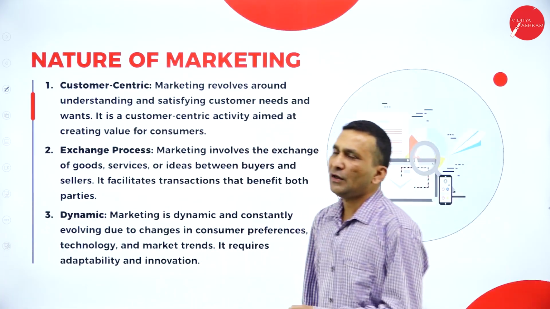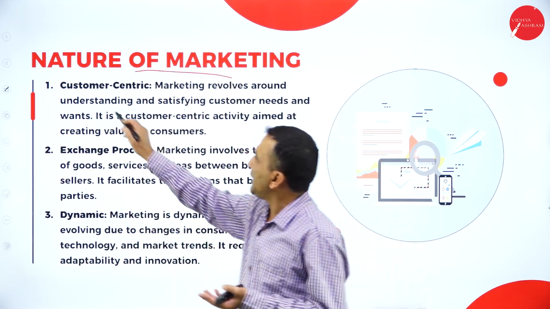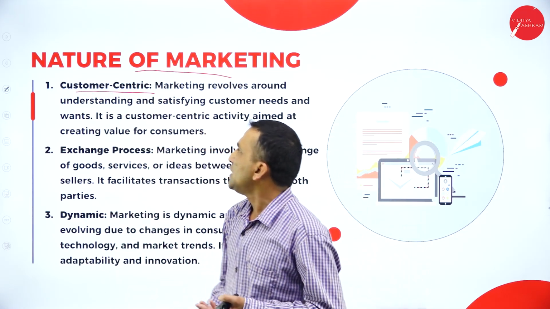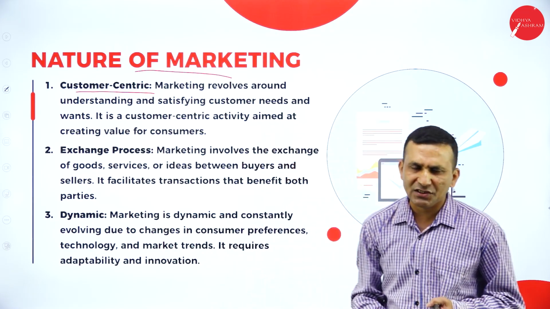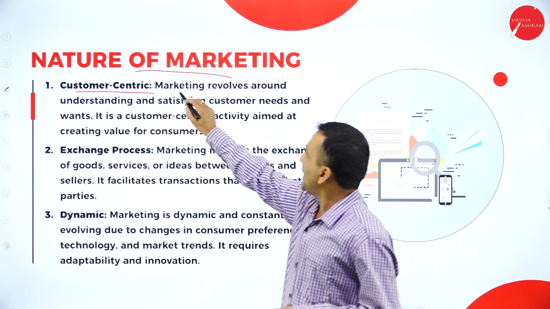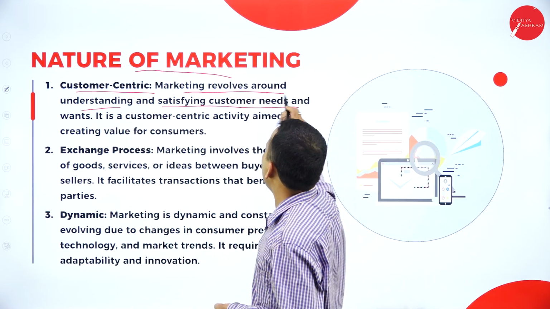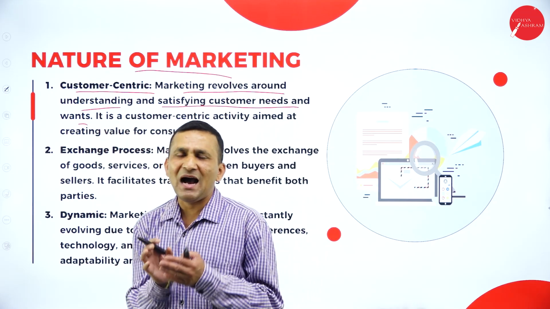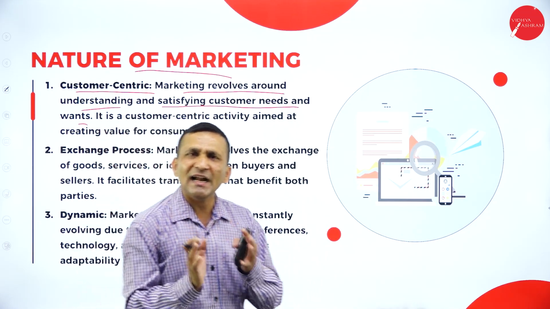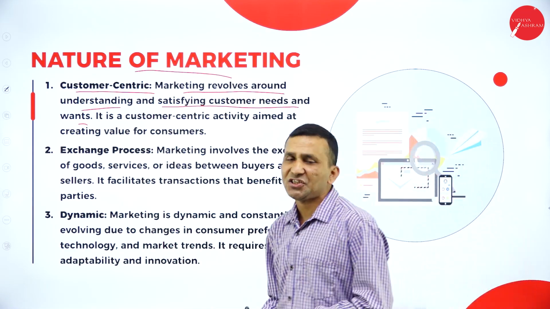Moving forward, the nature of marketing. The first one, customer centric or customer orientation, which is completely focusing on the customer. So marketing revolves around understanding and satisfying customer needs and wants. Because in marketing, we are talking about modern marketing. We are not talking about traditional marketing.